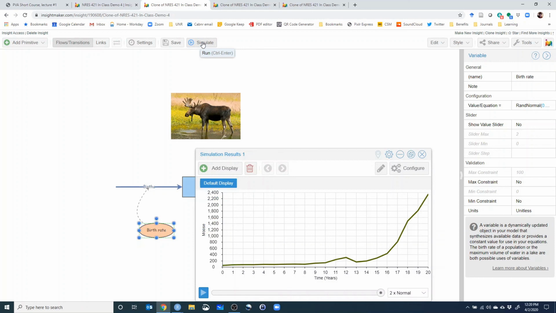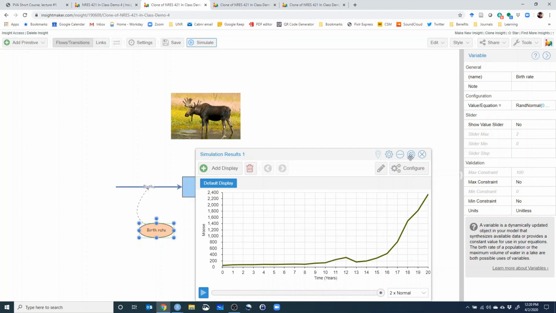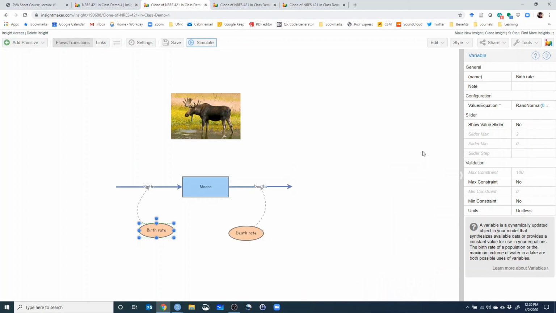All right, so that's one possibility. Let's run it again. Wow, it's a very different possibility. Now this one went extinct. So we're starting at a population size of 50 here, and we get to very, very different outcomes here.